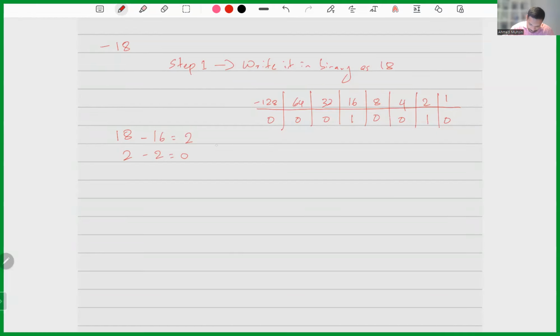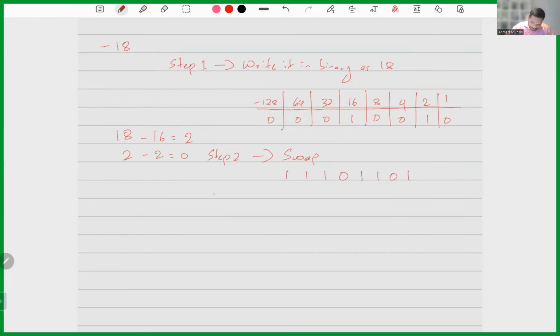Step number 2 is we swap. The zeros become ones and the ones become zeros. So what we get now is 1, 1, 1, 0, 1, 1, 0, 1. After swapping, this is what we get.